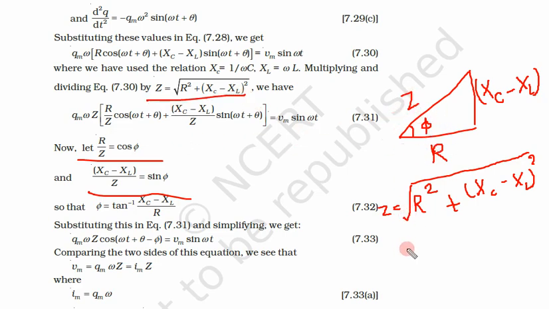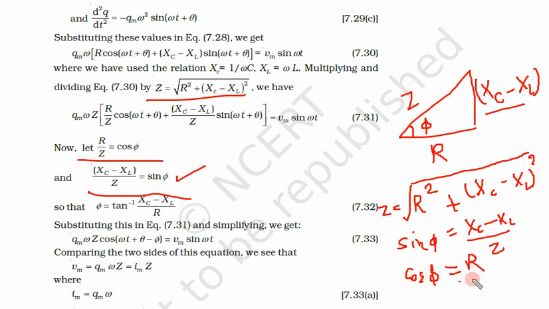Now what is sin phi? Sin phi is the perpendicular, the side in front of the angle. So sin phi is simply xc minus xl upon z, the hypotenuse. That's why we get this sin phi. What is cos phi? Cos phi is simply base upon hypotenuse, that means r upon z. In this way we are writing this is cos phi, this is sin phi.